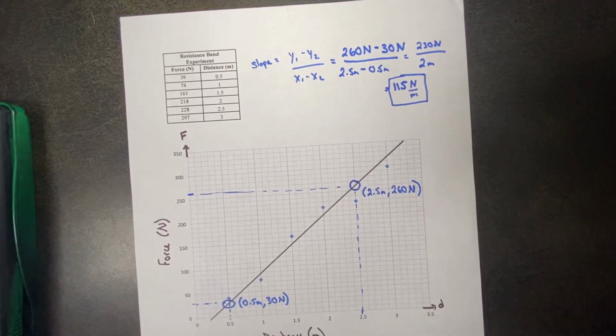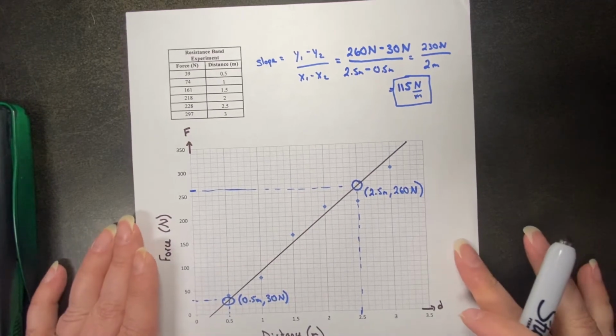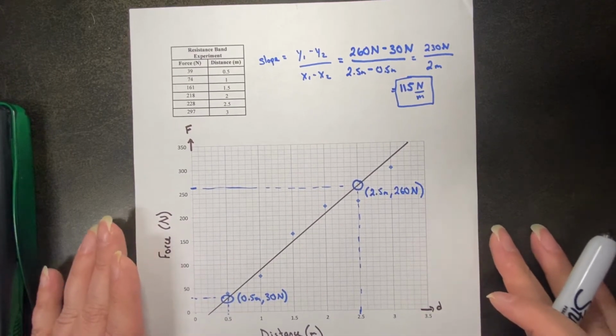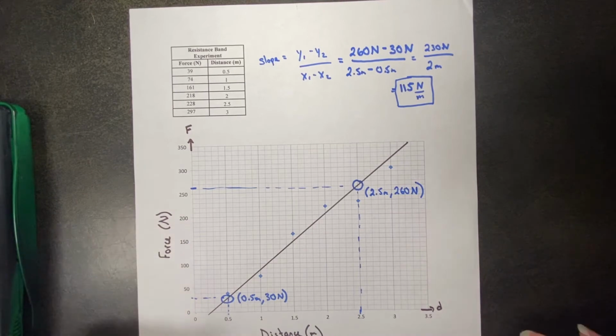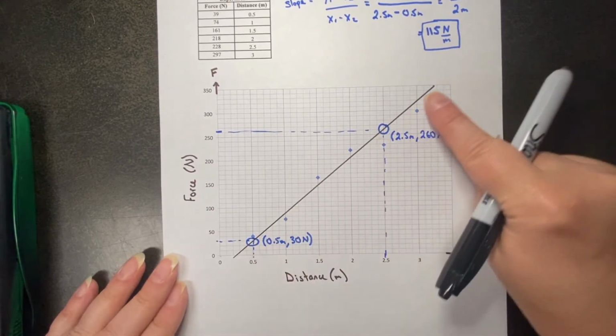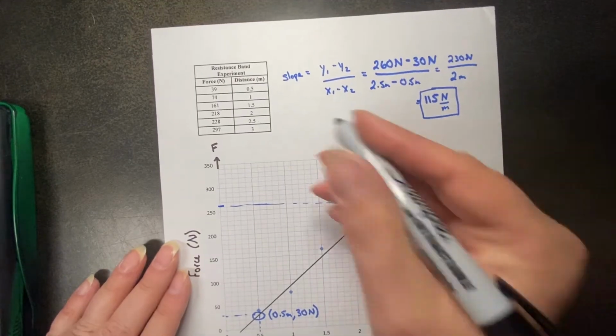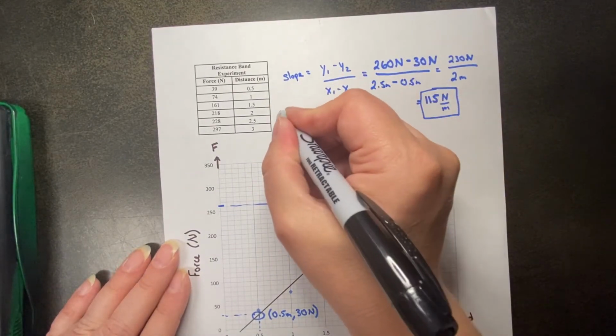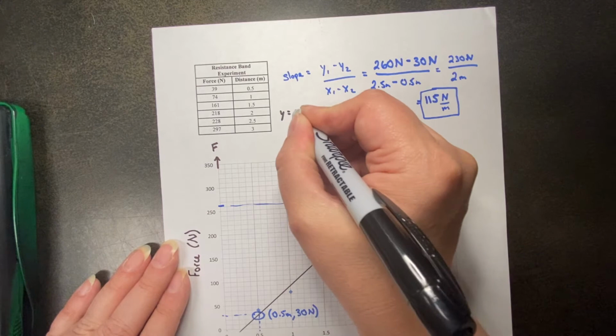The last step in analyzing data from a graph is to write the equation of our best fit line. And if we look at this best fit line, it is definitely a linear relationship. So I want to write this equation in terms of y equals mx plus b.